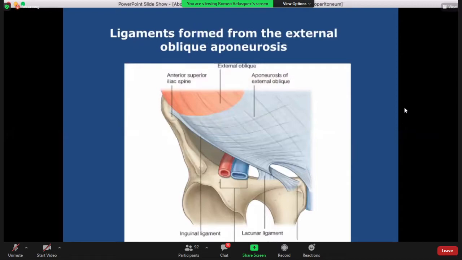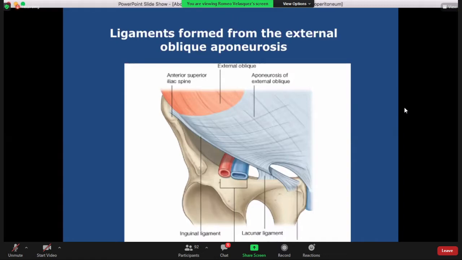A closer view now of what I was talking about. You see there the attachment of the external oblique aponeurosis. I'm emphasizing this simply because this is clinically significant. Okay. So you have to know the anatomy of the groin. This is part of the anatomy of the groin, if you have to understand the clinical entity known as the hernias, the groin hernias.